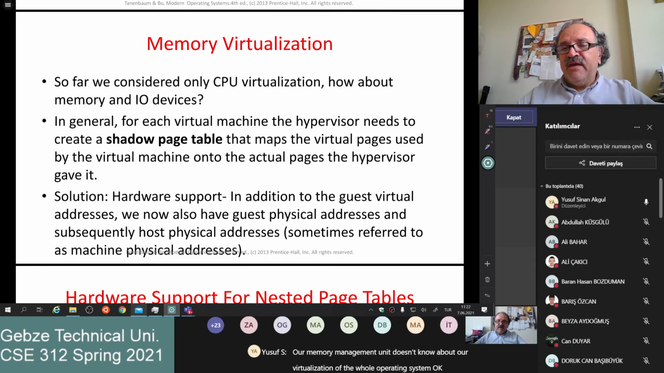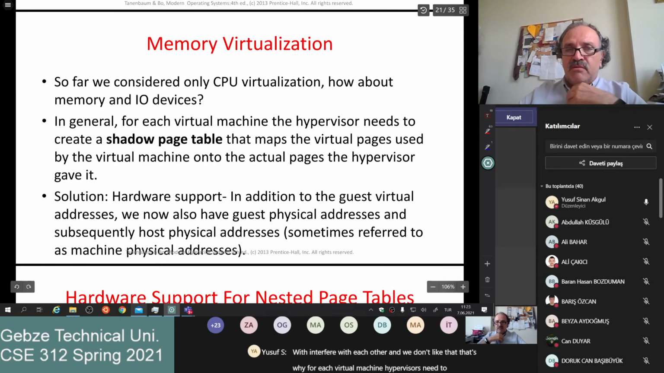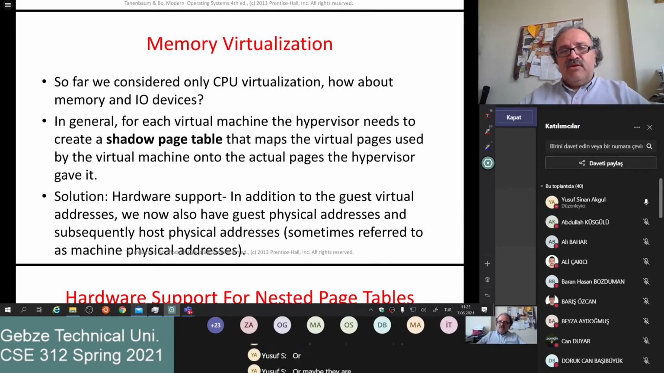Okay, and if we have more than one operating system running on top of our hardware, each one will want to modify the page table for their own purpose. So they will kind of interfere with each other, and we don't like that. That's why for each virtual machine, hypervisors need to create a shadow page table. Okay, what do we mean by that? So kind of they are taking a backup of the whole page table, or maybe they are doing this.